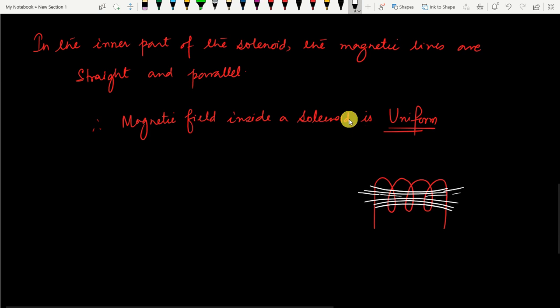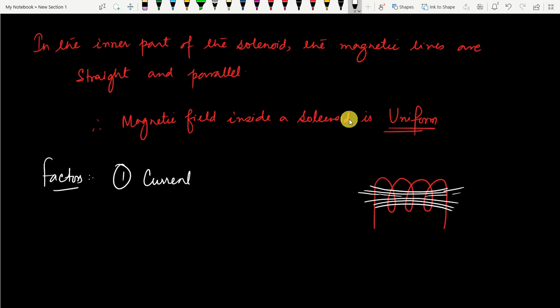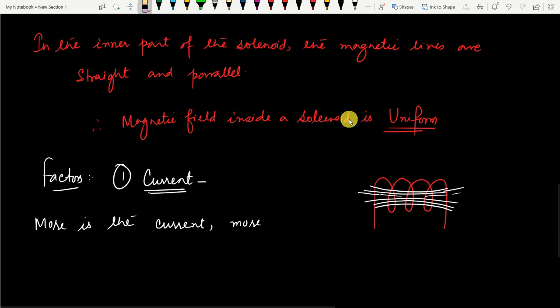Now let us talk about factors. The first factor is obvious, current. If you increase the current, the magnetic field strength would increase. More is the current, stronger would be the magnetic field.